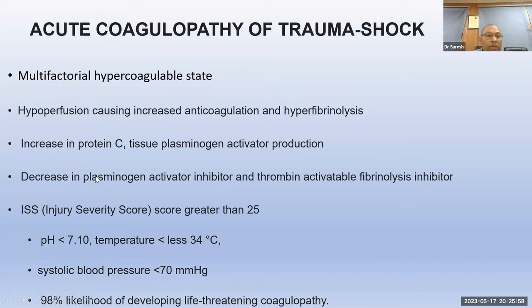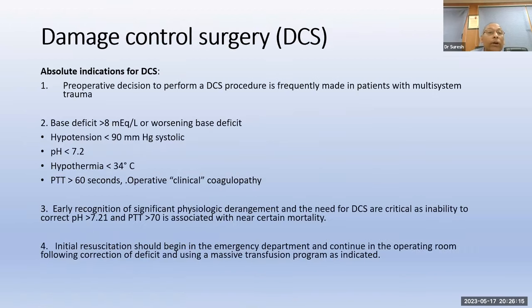Acute coagulopathy of trauma shock, a multifactorial hypercoagulable state, hypoperfusion causing acidosis, increase in protein C expression, decrease in plasminogen, and the injury severity score more than 25. Always look for the pH of acidosis, hypothermia to be avoided, hypotension to be avoided. There's always a threat of developing coagulopathy.